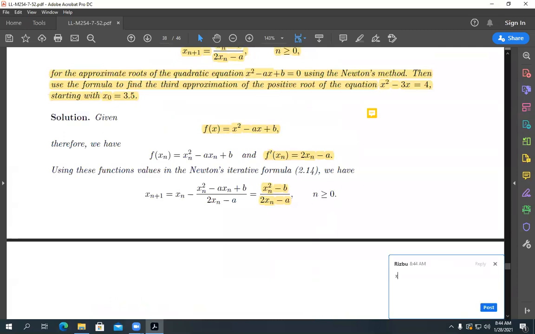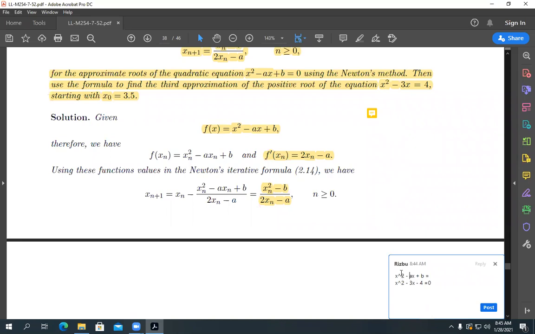So we have x square minus ax plus b. This is the original, the generalized case, and we have to use this one for the given one, the particular case. The given one is x square minus 3x. We have to take 4 to this side to make one side equal to 0. It becomes minus 4 equal to 0.